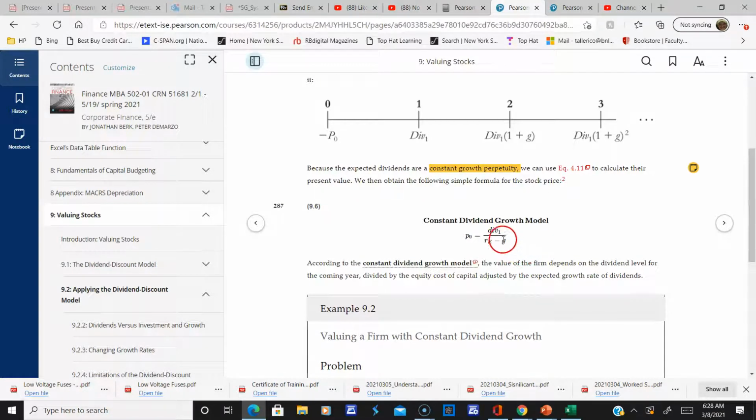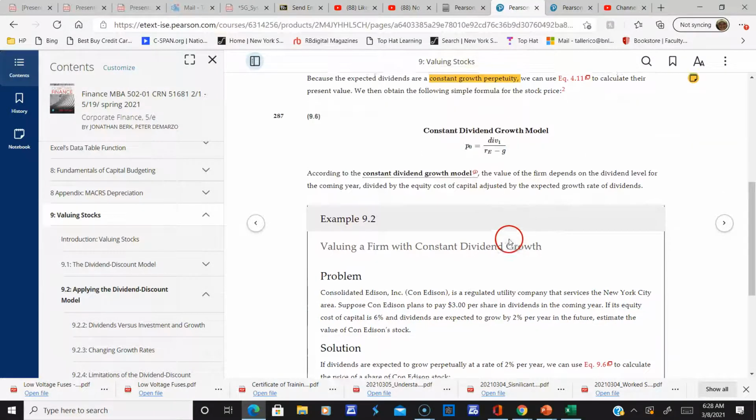So you'll notice the growth factor is in here, right? So here's the constant dividend growth model. The value of the firm depends on the dividend level for this coming year, divided by the equity cost of capital adjusted by the expected growth rate of dividends. Here's the expected growth rate of dividends.